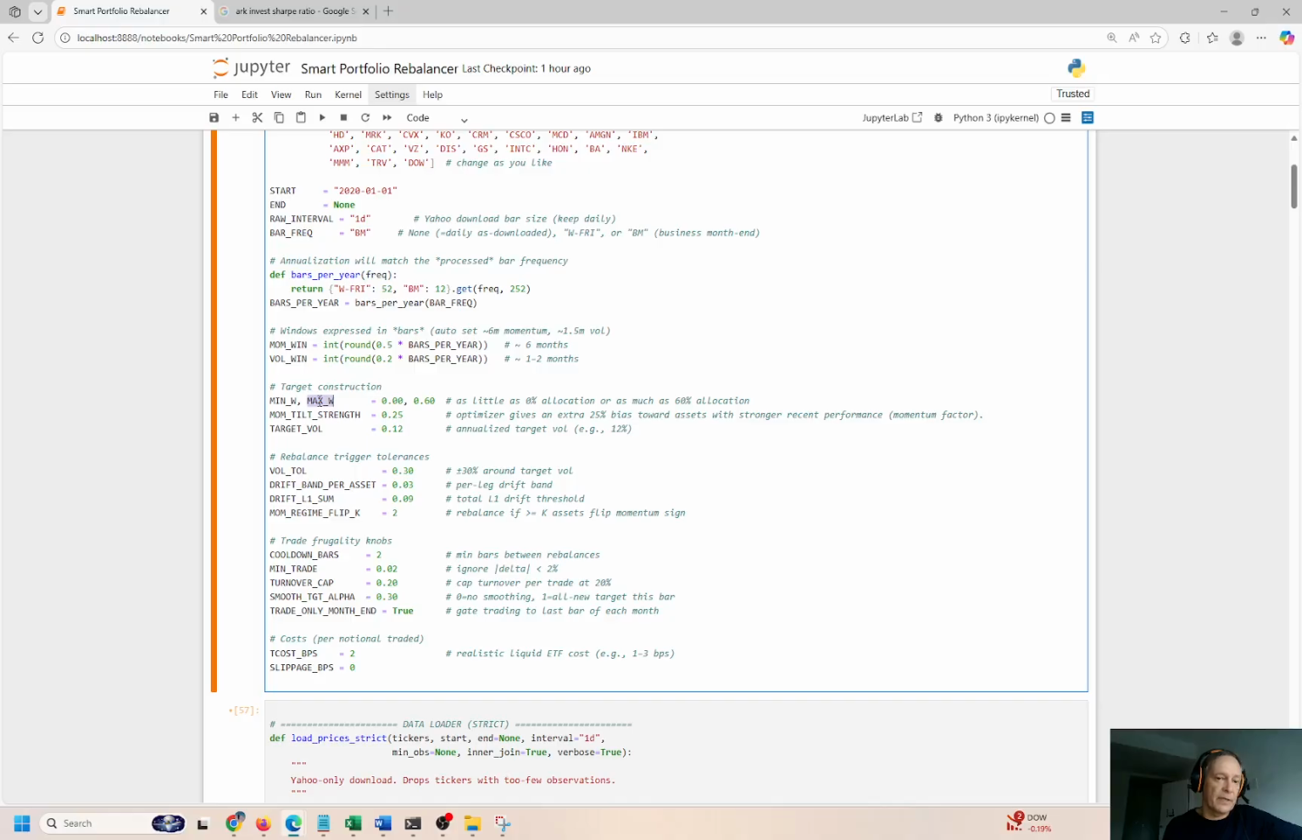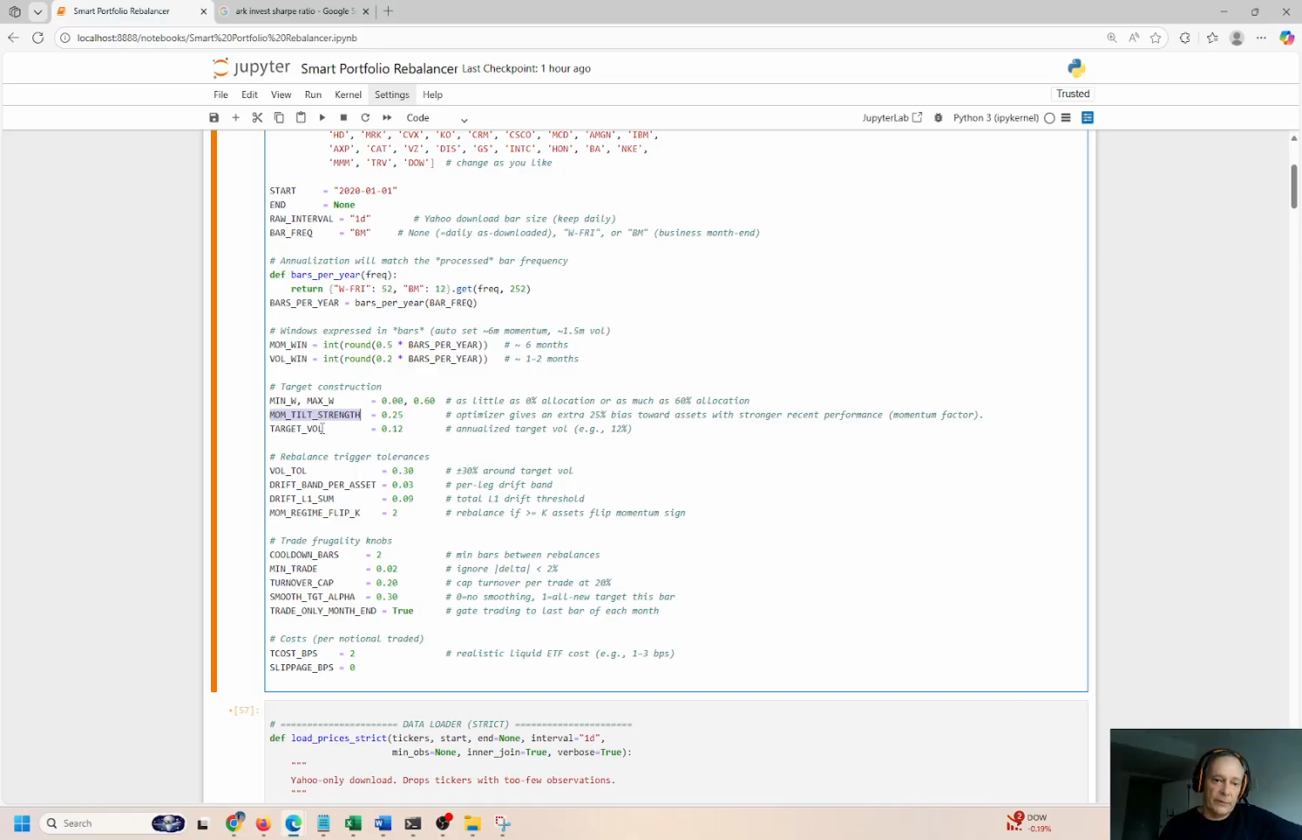If one stock is really outperforming all the others, that's fantastic. But I don't want to invest 100% of the portfolio in just one stock. Then you have concentration risk. So we guarantee diversification by setting an upper threshold. And if the stock isn't good, we're not going to allocate anything. That's the minimum threshold. The tilt strength is going to give the optimizer an extra 25% boost towards assets that have stronger recent performance. So there's recency emphasis here.